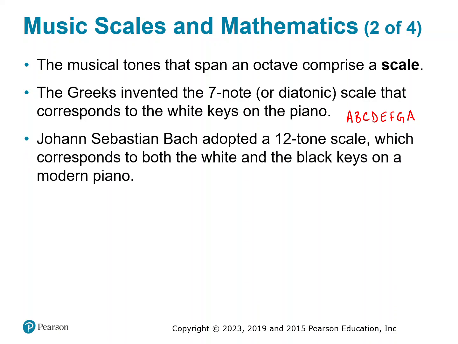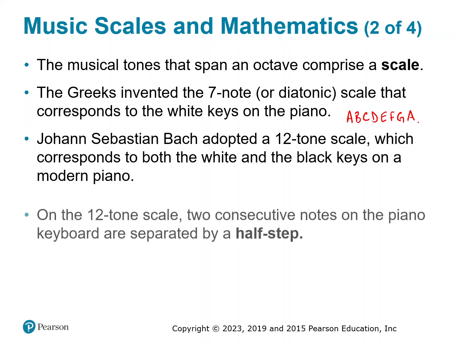While the Greeks had the diatonic scale, Johann Sebastian Bach adopted a 12-tone scale, which is called the chromatic scale, and it corresponds to both the white and black keys on a modern piano. Some of you may have learned this as a 13-tone scale. That includes all the sharps and the flats, and just like the octave, right, the diatonic, it starts where it ends, so that makes the 13th.